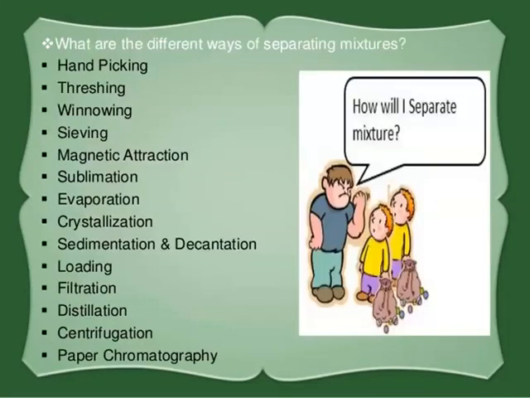But what are the different ways of separating mixtures? How can we separate particular components of a mixture? The common methods are handpicking, threshing, winnowing, sieving, magnetic attraction or magnetic separation, sublimation, evaporation, crystallization, sedimentation and decantation, loading, filtration, distillation, centrifugation, paper chromatography, and using a separating funnel.